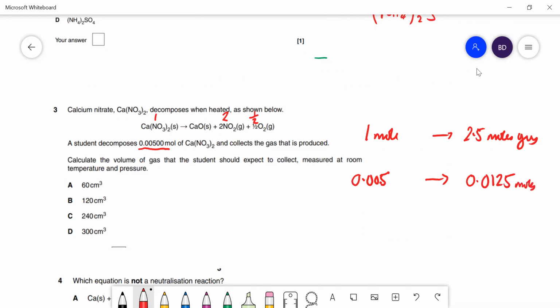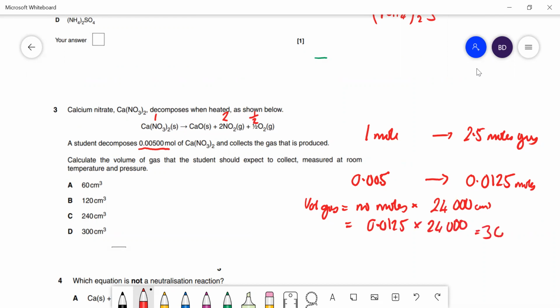Right, what's the volume of gas? Well, the volume of gas in centimeters cubed, at RTP, is equal to the number of moles multiplied by the volume of 1 mole of gas, which is 24,000 centimeters cubed. So 0.0125 times 24,000 gives us 300 centimeters cubed. So D is the right answer there.